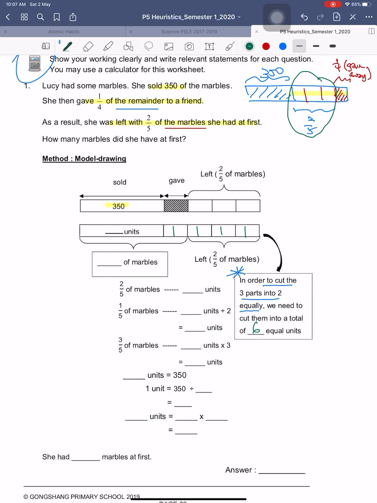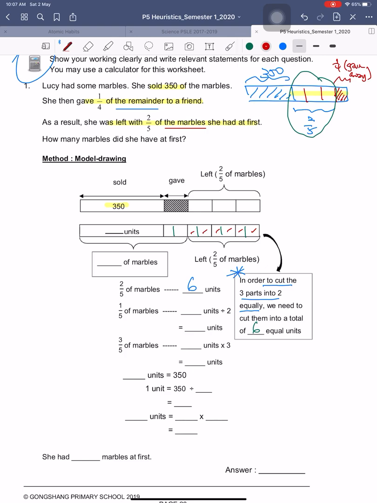Okay, so now if this is 2/5, meaning 2/5 is actually 6 units. Okay, how to get my 6? Let me just count: 1, 2, 3, 4, 5, 6. So these are the 6.